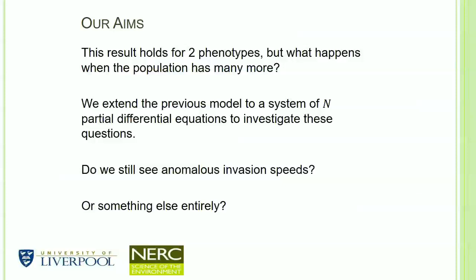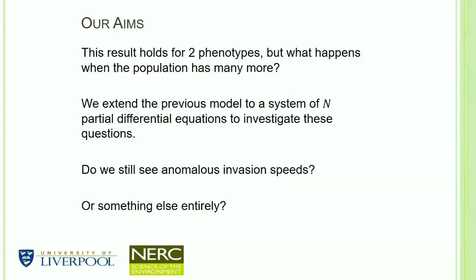So we want to know what happens when we extend this system to N phenotypes in the population. Do we still see anomalous invasion speeds? And if so, what do they look like? Or do we see something else entirely? And the dimorphic case is just a special case.